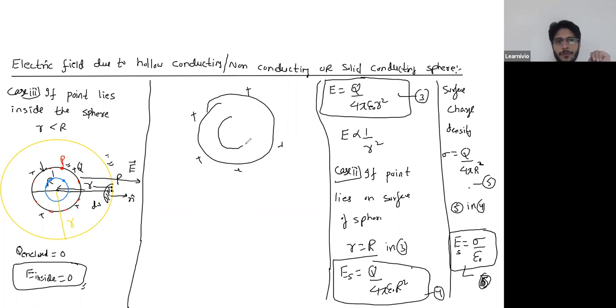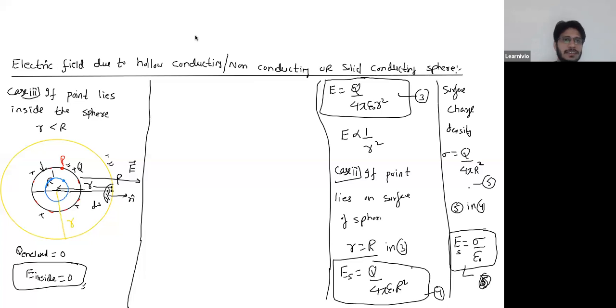If I consider a sphere inside it, there is no charge inside the surface. That's why Q enclosed is zero. There is no charge inside the surface. All the charge is distributed only on the surface, the outer surface.